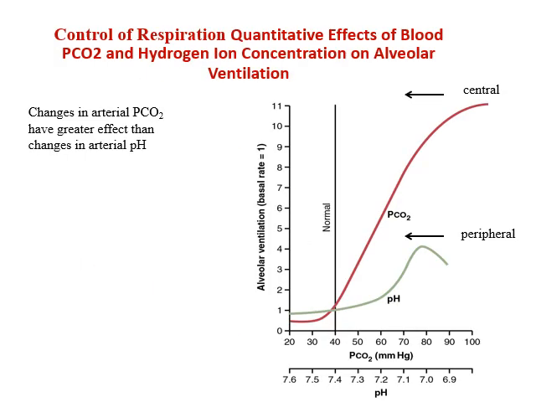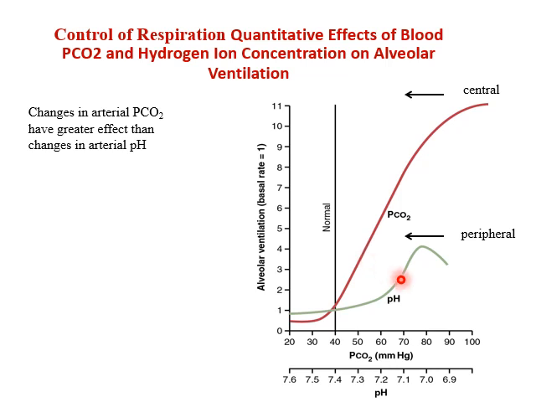Now, this slide shows you the differences between the effect of CO2 and hydrogen ion concentration. You can see this is the partial pressure of CO2 here, and this is the alveolar ventilation. If the partial pressure of CO2 starts to go beyond 40-45, the rate of ventilation increases steadily. This increase is apparently due to the effect of CO2 on the central chemoreceptors. So the central response is more powerful.